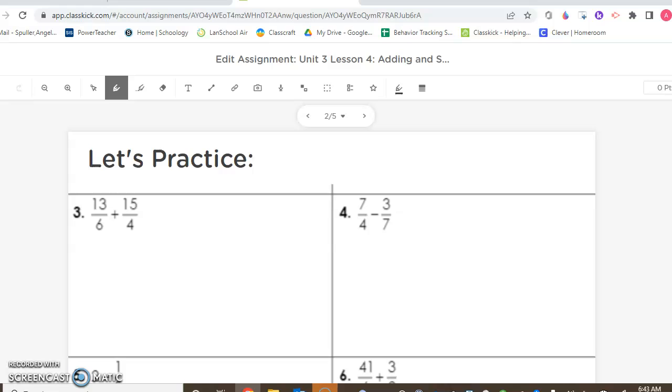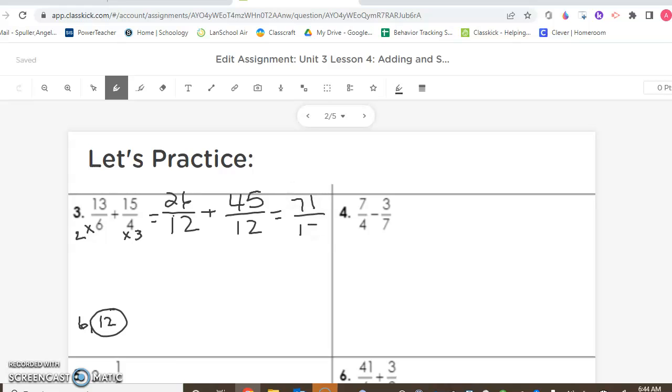Great job. All right, so here we go. We got this easy, right? We can see that if I come down here and I say 6, 12, well, I know 12 will work for 4, so I'm going to change them. 6 times 2, so I'm going to say 13 times 2 is 26, plus, let's get 12 again, 4 times 3, 15 times 3 is 45. Now I'm ready to add. So that is going to get me 71 over 12.